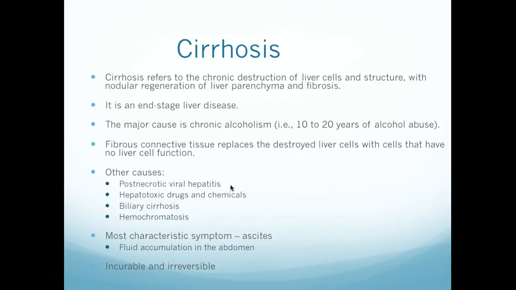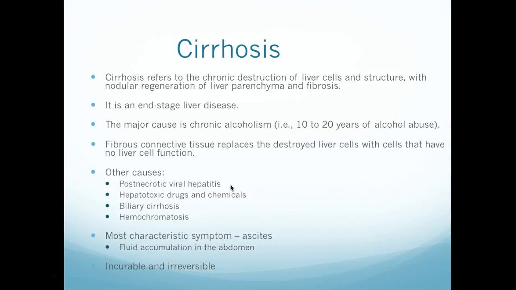So cirrhosis. It's a chronic destruction of liver cells and structure with nodular regeneration of liver parenchyma and fibrosis. So it's an end-stage liver disease. The major cause is usually alcoholism. So we're talking about 10 to 20 years of alcohol abuse can cause this. Fibrous connective tissue replaces the destroyed liver cells with cells that have no liver function. So the liver basically is being replaced with these fibrous cells that make it so it's real stiff and it doesn't function. So this is why we call it the end stage liver disease.